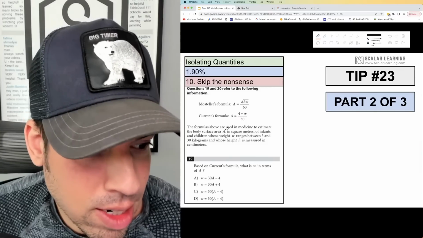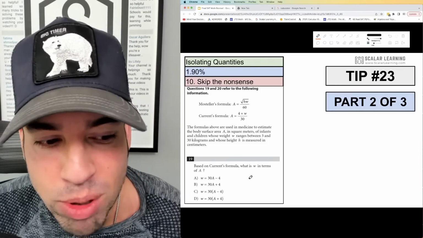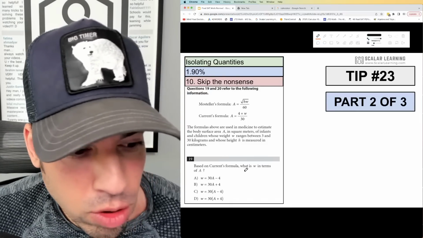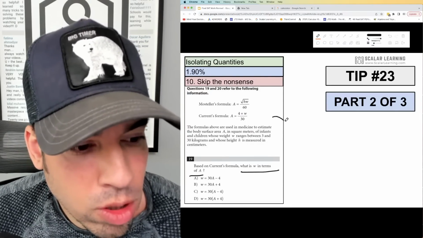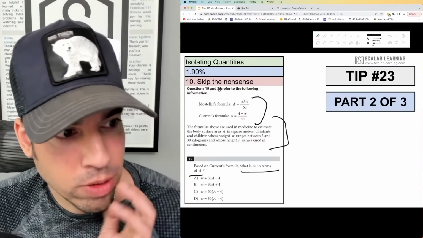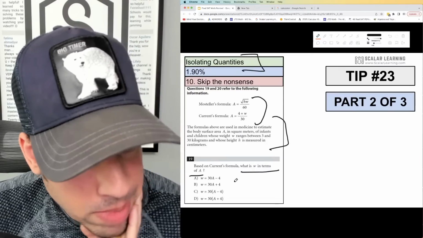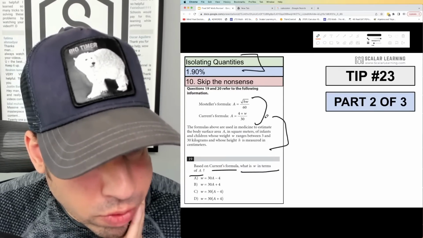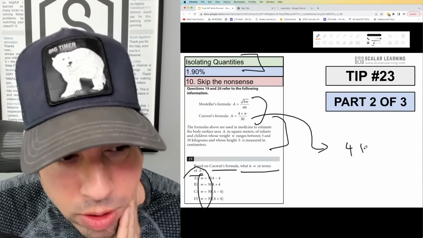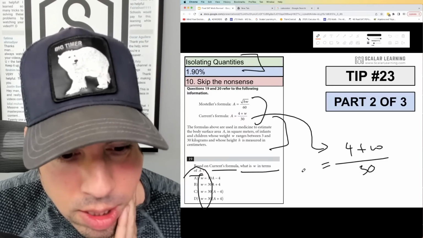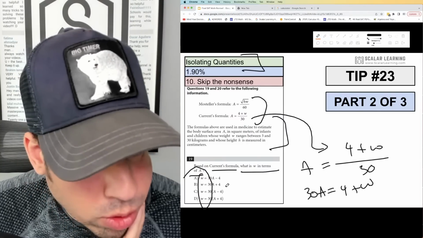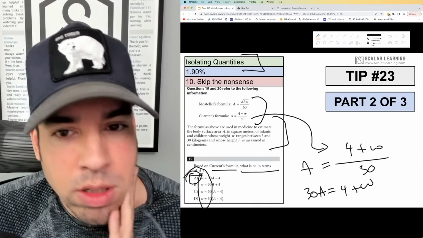Okay, skip the nonsense. And what do I mean? This is in particular related to isolating quantities questions. Based on the current formula, what is W in terms of A? So, you know, we've read this. We kind of understand it. But when you get an isolating quantities question, immediately recognize, once you read through everything, based on the current formula, what are they doing? They're isolating W. So don't overthink it. Just go, all right, cool. I'm going to isolate W. Multiply both sides by 30. And then subtract 4. 30A minus 4. A is the winner. Done.